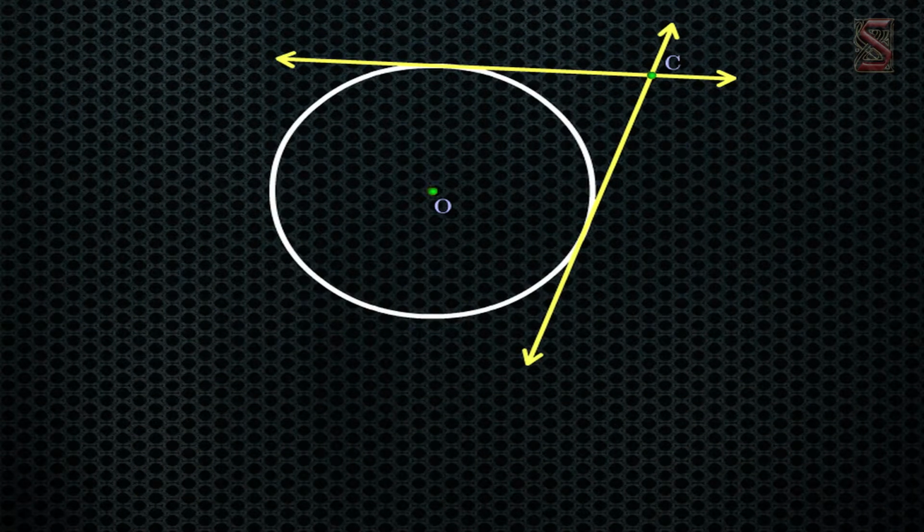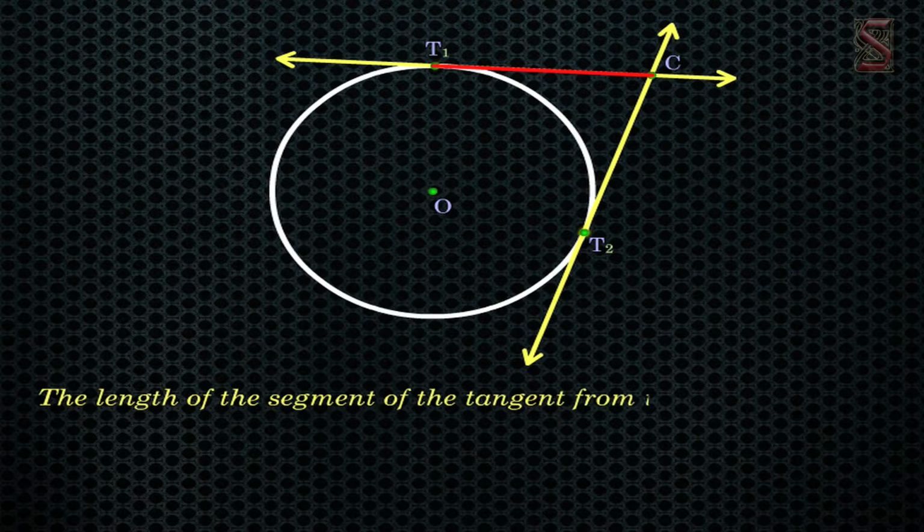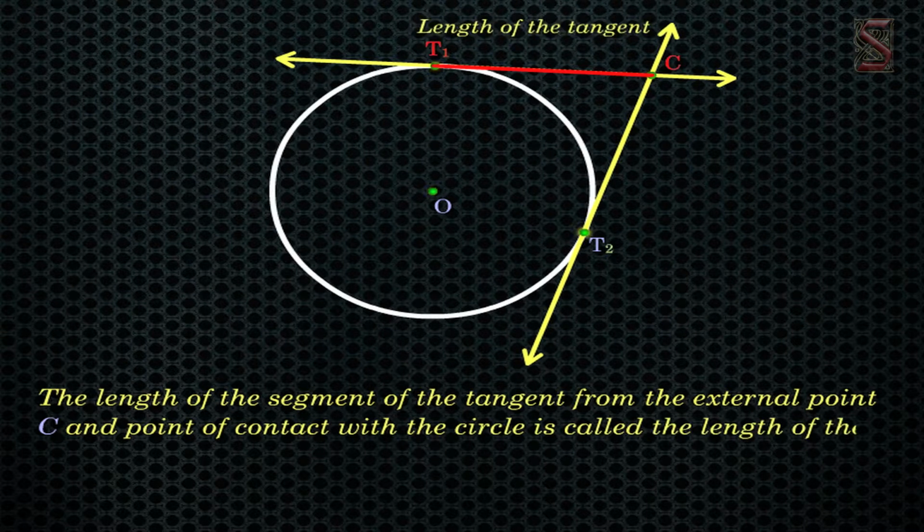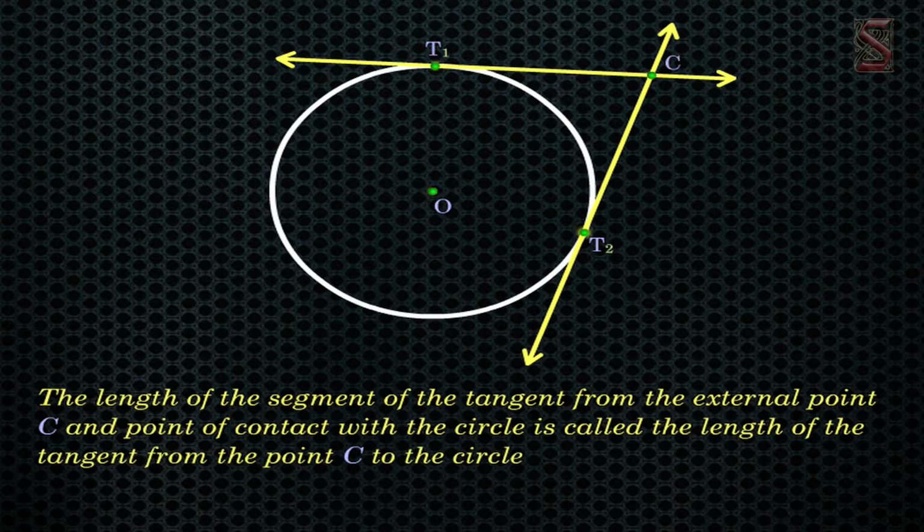In the given figure, T1 and T2 are points of contact of the tangents CT1 and CT2 with the circle. The length of the segment of the tangent from the external point C to the point of contact with the circle is called the length of the tangent from the point C to the circle. Now, when we measure CT1 and CT2, we can notice that both of them are equal. Let us prove this fact.